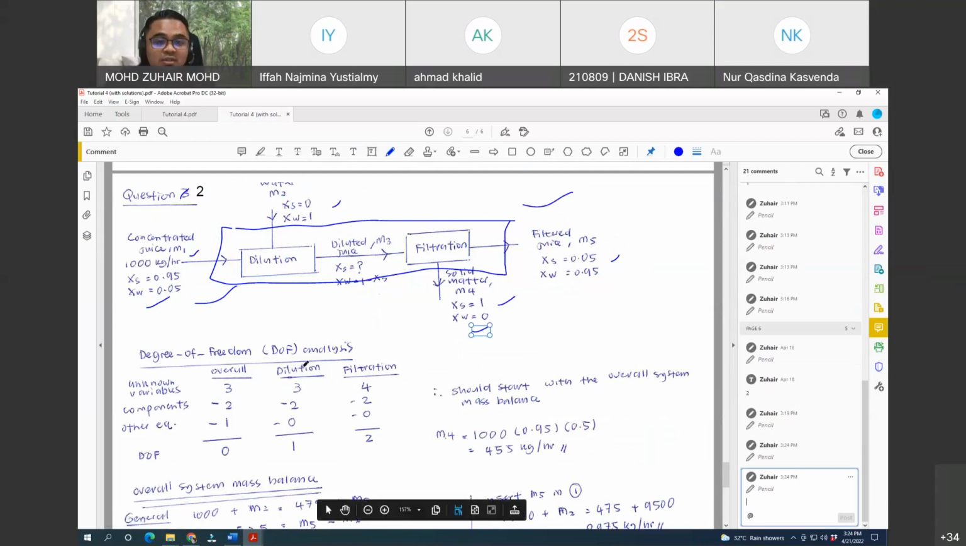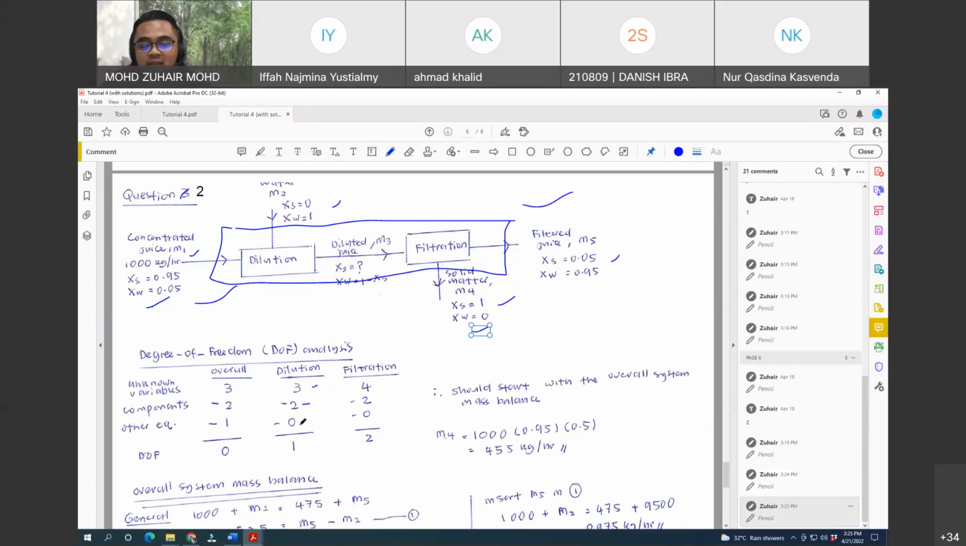For the dilution, we have unknown variables M2, M3 and XS. XW is not considered an unknown variable because it's just 1 minus XS. So we have 3 unknowns and 2 components, but we don't have any other equation. As for the filtration process, we want to know M3, XS, M4, M5. We have 4 unknown variables.